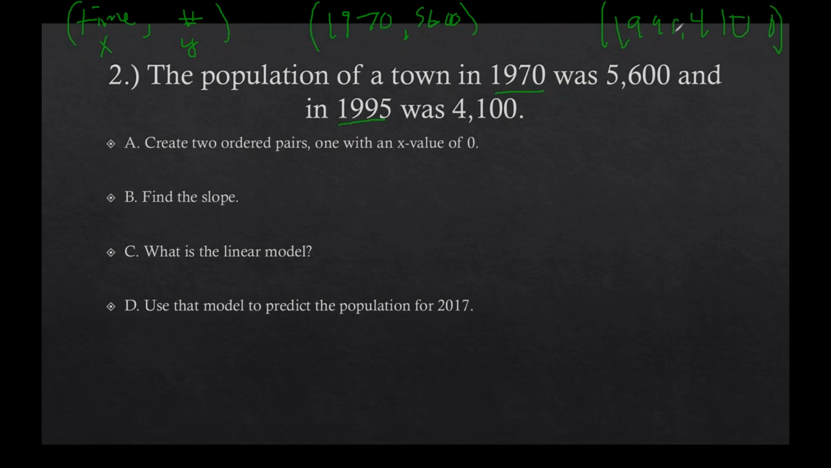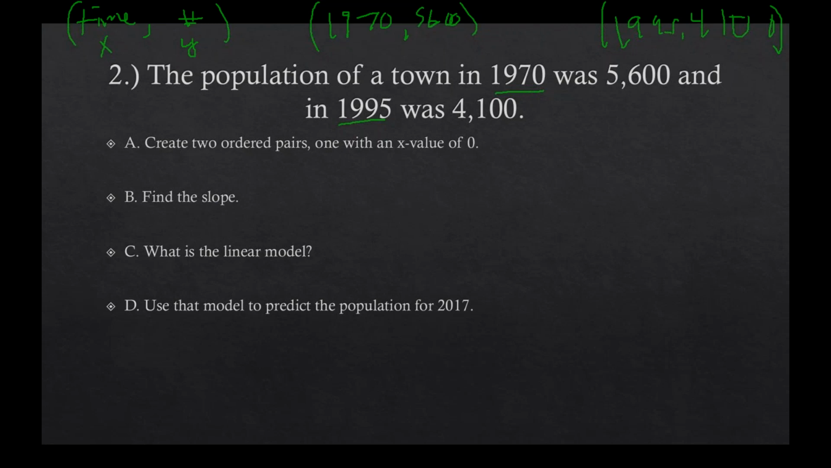However, I have a problem with that. And the problem is, if I want to write a linear model, go back to the very first slide of this PowerPoint, we know that a y-intercept has to have an x value of 0. And if you look at my two ordered pairs, I don't have a value of 0.